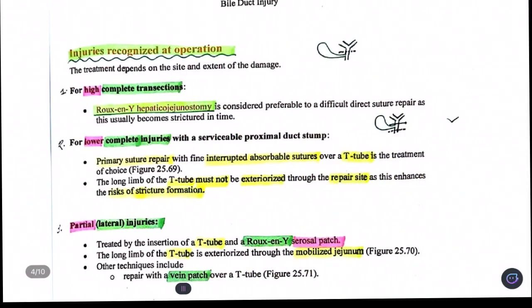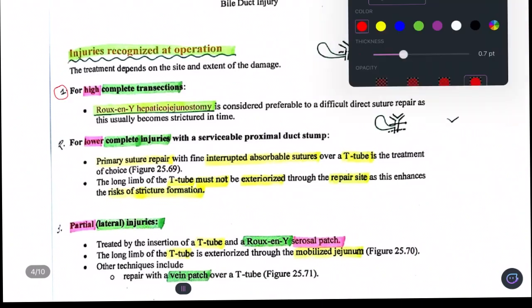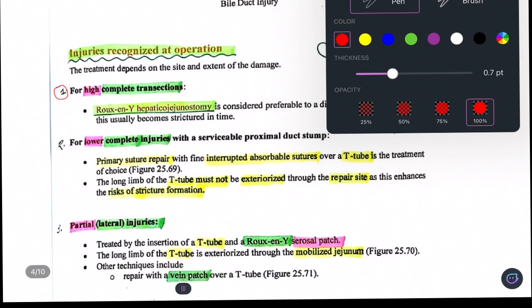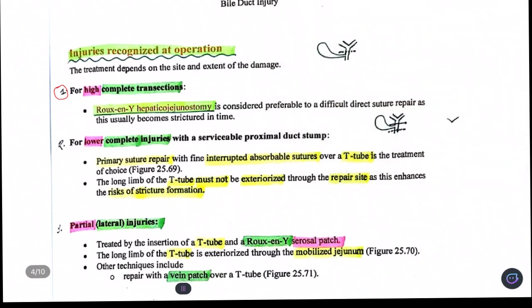So now I will discuss the injuries recognized at operation. There are certain types of injuries that could be recognized at the operation. Number one, there may be injuries. Okay, so I keep the point at 2. 2 is standard.